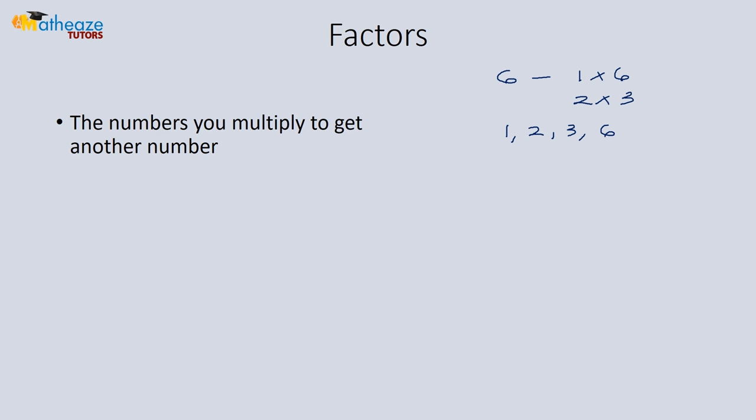If I wanted to look at something like 12, I have 1 and 12, 2 and 6, 3 and 4. So the factors of 12 are 1, 2, 3, 4, 6, and 12. So that's how the concept of factors works.